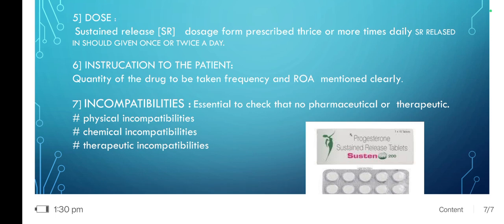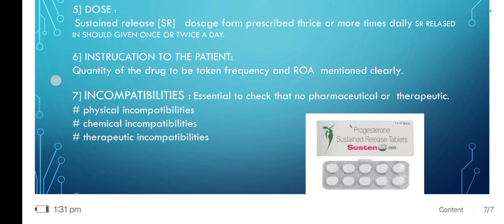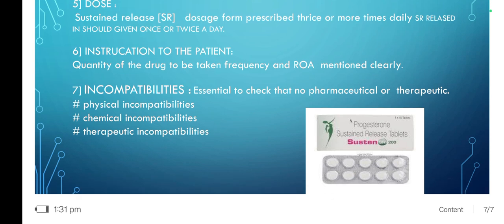Next one, instruction to the patient. The quantity of drug to be taken, frequency, and route of administration should be mentioned clearly. The prescription is written in the inscription. A prescription has eight parts, and one part, the inscription, mainly mentions how much quantity of the drug to take.